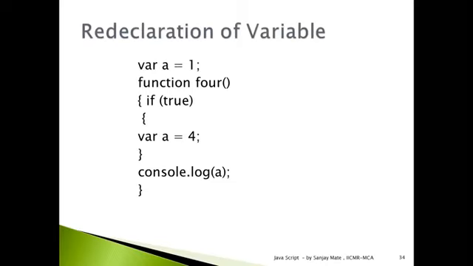Here is redeclaration: you are redeclaring the variable a. You declare a is equal to 1 outside the function, and inside the function again I have var a is equal to 4. In this case, whenever you print a, it will print 4.